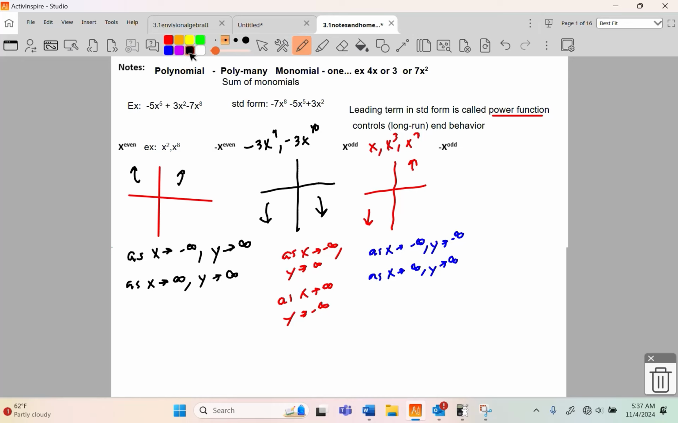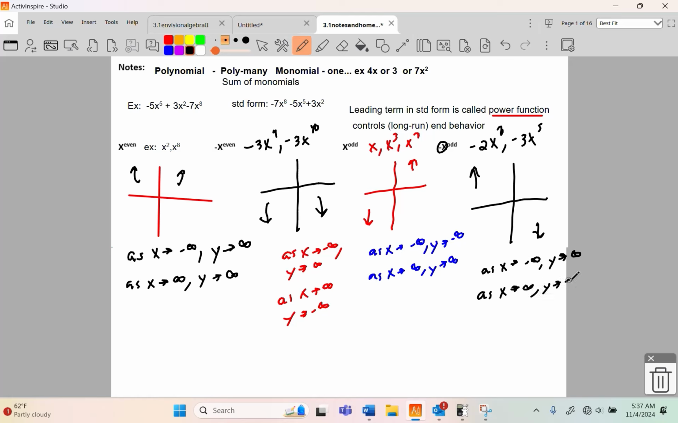And lastly, there's negative x to the odd. This would be like negative 2x to the seventh or negative 3x to the fifth. The negative symbol introduces a reflection, so we start high and we end low. So as x approaches negative infinity, the y value approaches positive infinity. And as x approaches infinity, the y value falls forever to negative infinity.